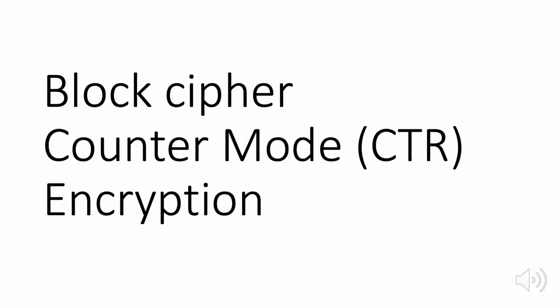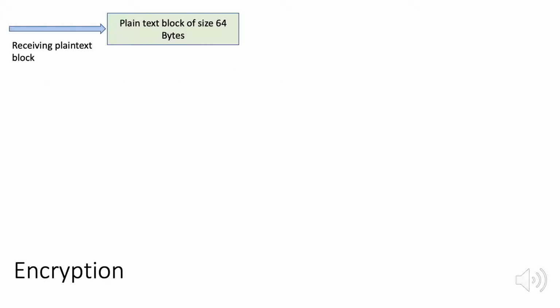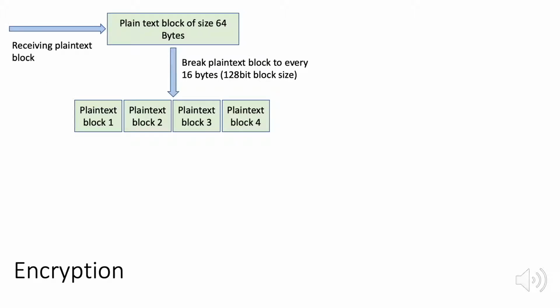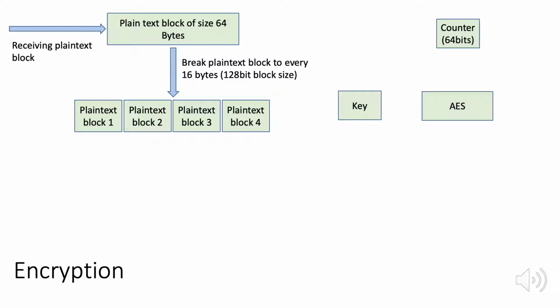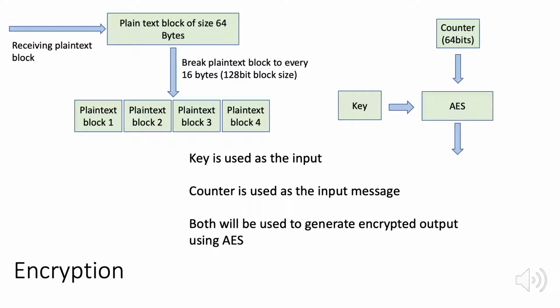Hi viewers, today we are going to talk about block cipher counter mode. At the start, the plain text is broken down into every 16 bytes, which has the block size of 128 bits. Instead of sending the plain text blocks into Advanced Encryption Standard (AES), we hold the plain text for now.